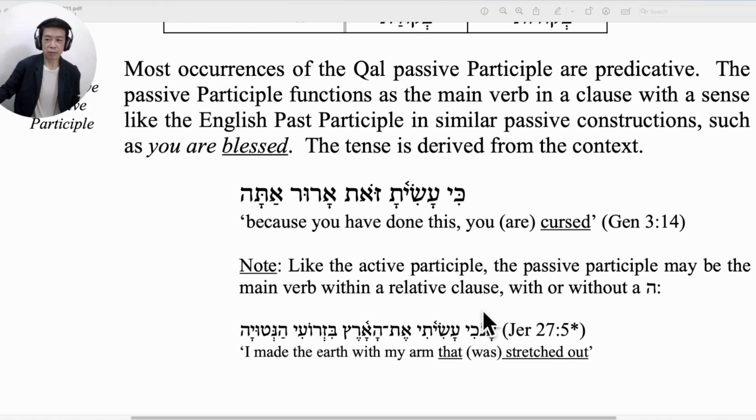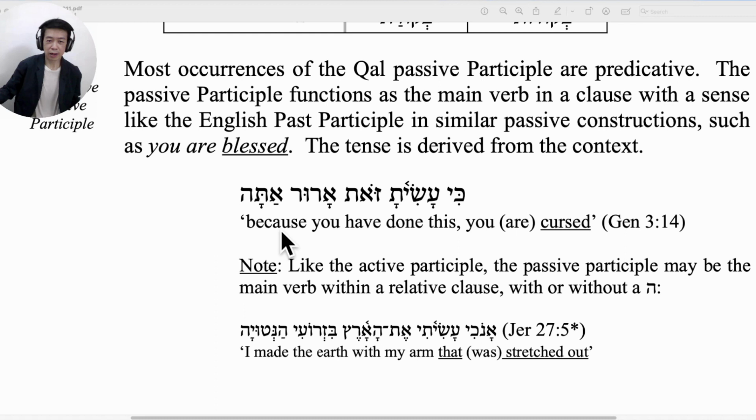In this sentence from Genesis 3:14, because you have done this, you are cursed. Ki, meaning because, asita zot, arur ata. So this word means this, feminine form. This word means cursed. This word means you. So together it means because you've done this, you are cursed.